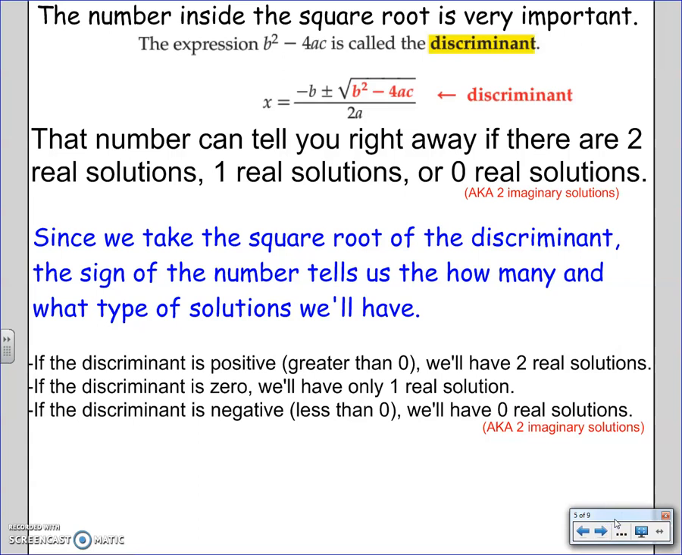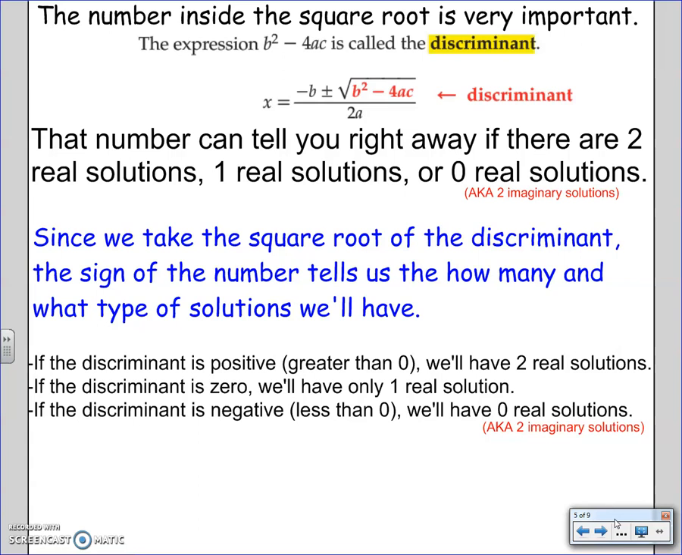One more thing: what's inside the square root is very important. It's called the discriminant. It does not have the square root with it. It's just the b squared minus 4ac. That number tells you right away how many answers there are, whether it's 2 real, 1 real, or no real. And if it's no real, that means 2 imaginary.